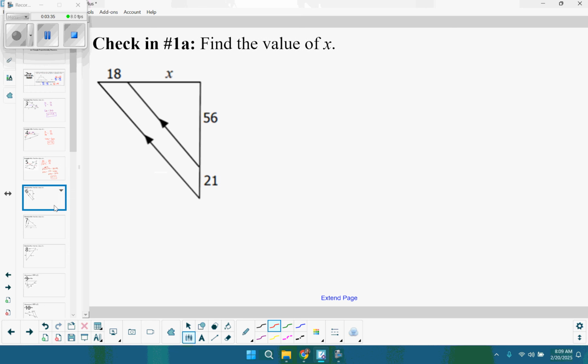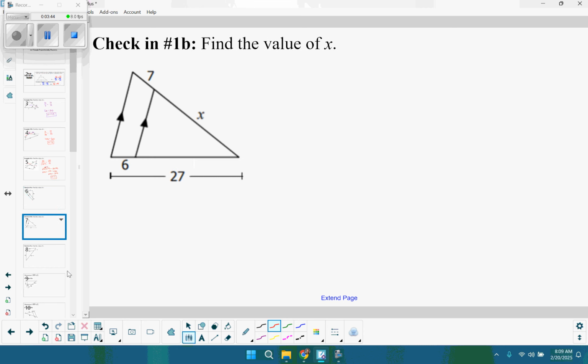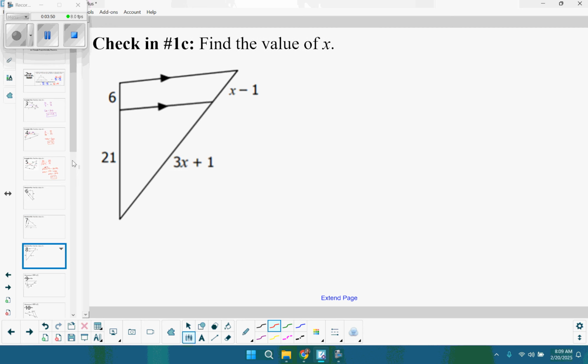So there's going to be a series of check-ins for you to try. I would pause and check my answers on Google Classroom. So this is check-in number 1A. This is check-in number 1B. And this is check-in 1C.